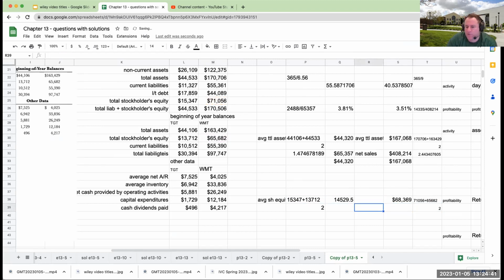And Carolina is cringing right now. So this is my average shareholders' equity. She's cringing because my Google Sheet skills are just absolutely terrible. Okay, so average shareholder equity.